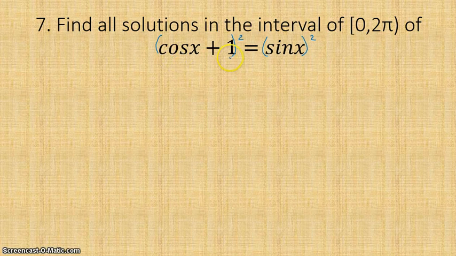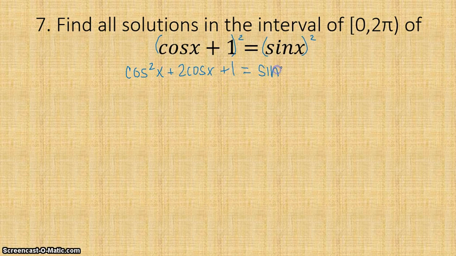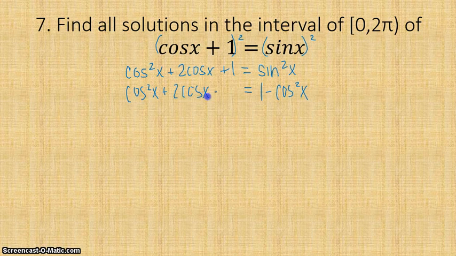When I do cosine x plus 1 times cosine x plus 1, I get cosine squared x plus 2 cosine x plus 1. And then on the right side, I'm just going to have sine squared x. Okay, now that these are squared, I can rewrite one of them. Because I already have just a regular cosine, I want to try to get everything to cosine, since I can rewrite this sine squared as 1 minus cosine squared x. Nothing over here changed in that process.